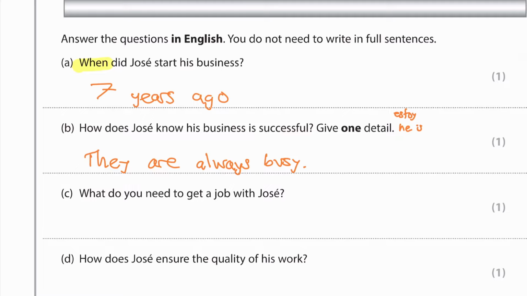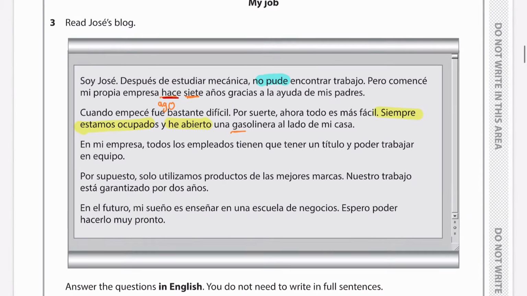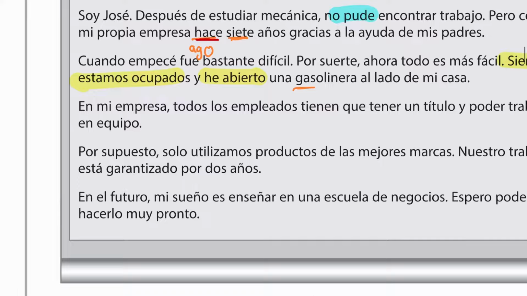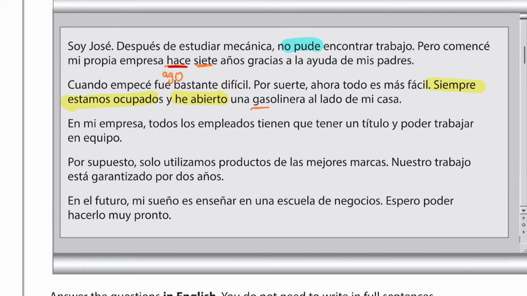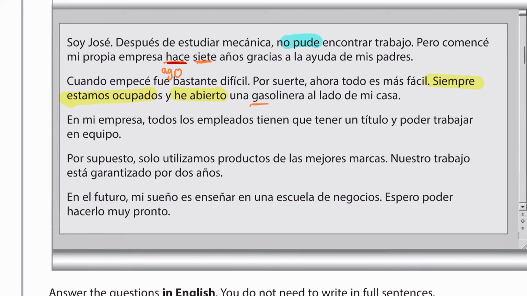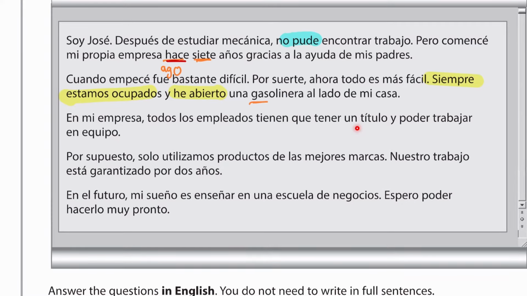What do you need to get a job with Jose? I don't think it says that. Let's keep going then to read where it says that. En mi empresa, in my company, all the employees need, again, we've seen this like third time or fourth time now, tienen que, they have to have a título, a degree, y poder trabajar en equipo, so they have to have two things, either have a degree, some sort of qualification, and be able to work in a team.